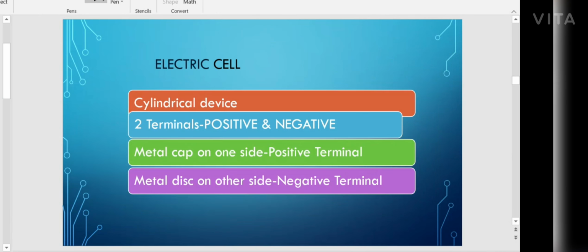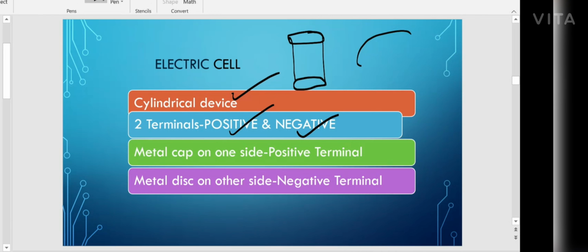Here, what is an electric cell? What is the shape of the electric cell? It can be a cylindrical device. It has a positive and a negative terminal. So I'll draw one picture here. This diagram shows one battery, a rough diagram, and here I'm giving one cap.